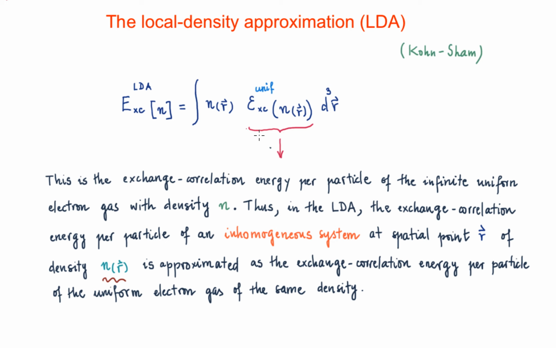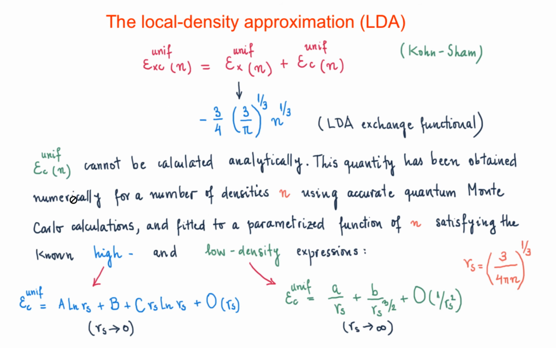But for that, of course, you need an expression for this exchange and correlation energy per particle for the uniform electron gas. And what is that? You can split the exchange and correlation energy for the uniform electron gas in two terms here: one term associated with the exchange contribution and another term associated with the correlation energy. First, we're going to analyze the exchange contribution.